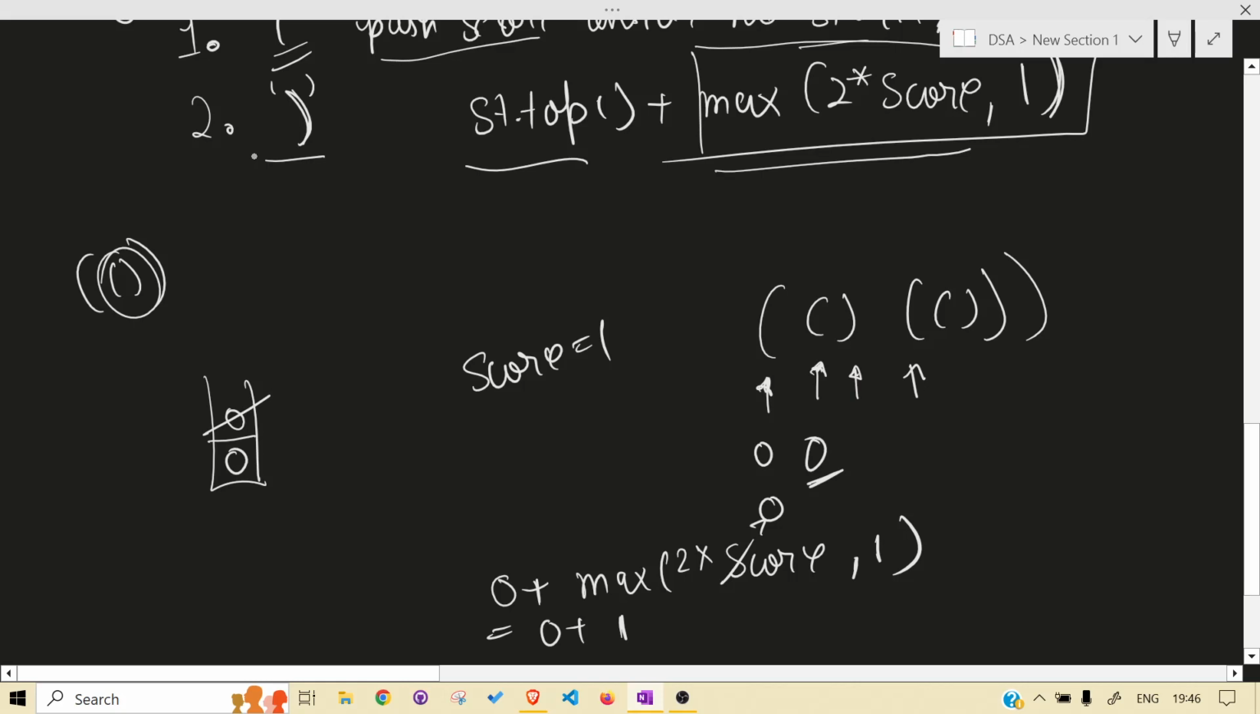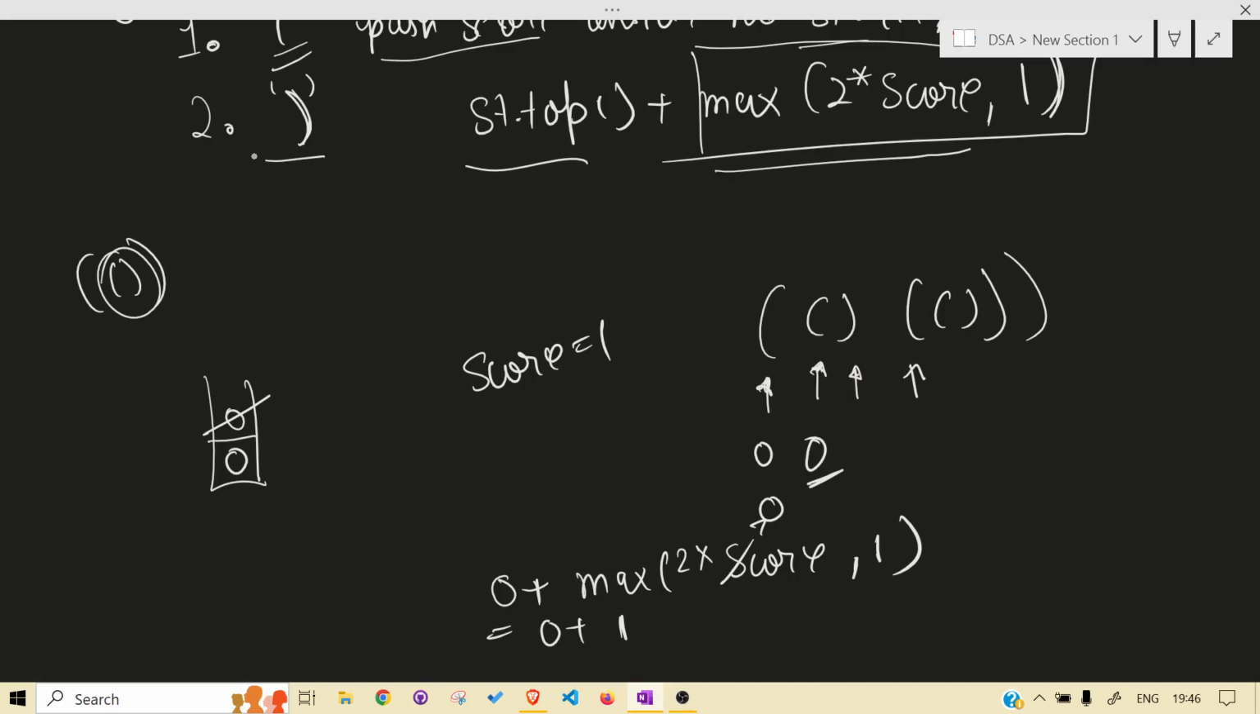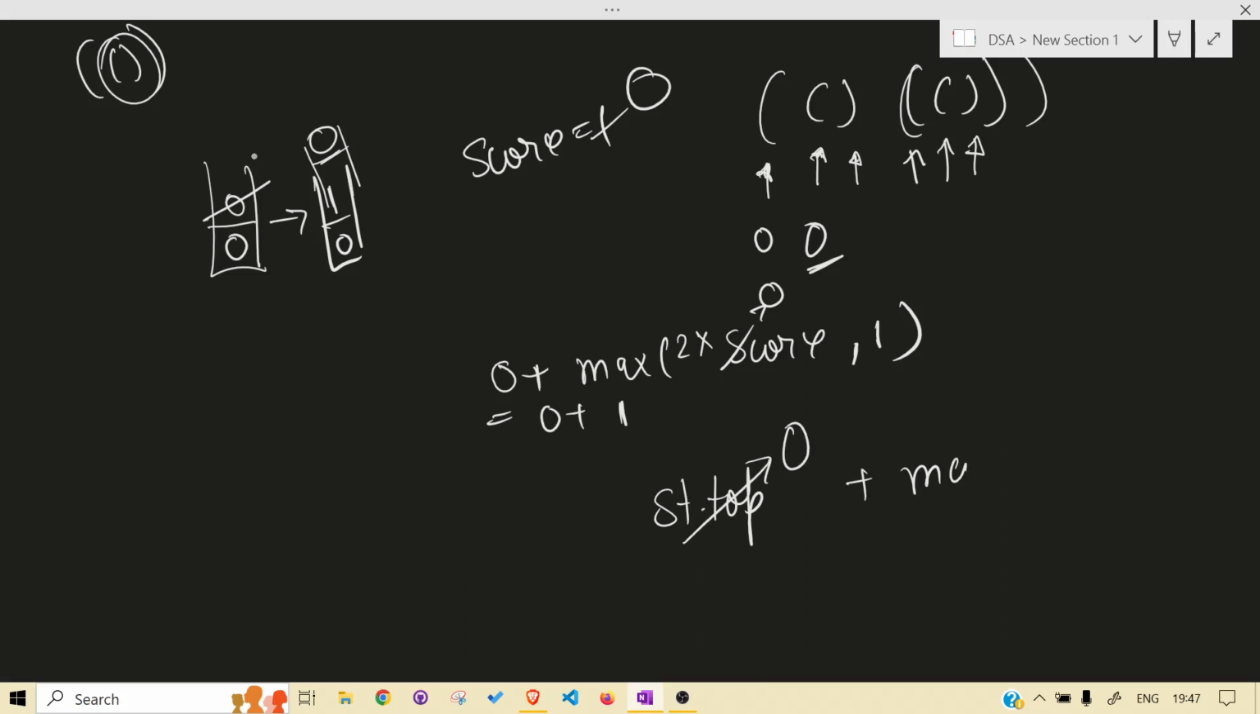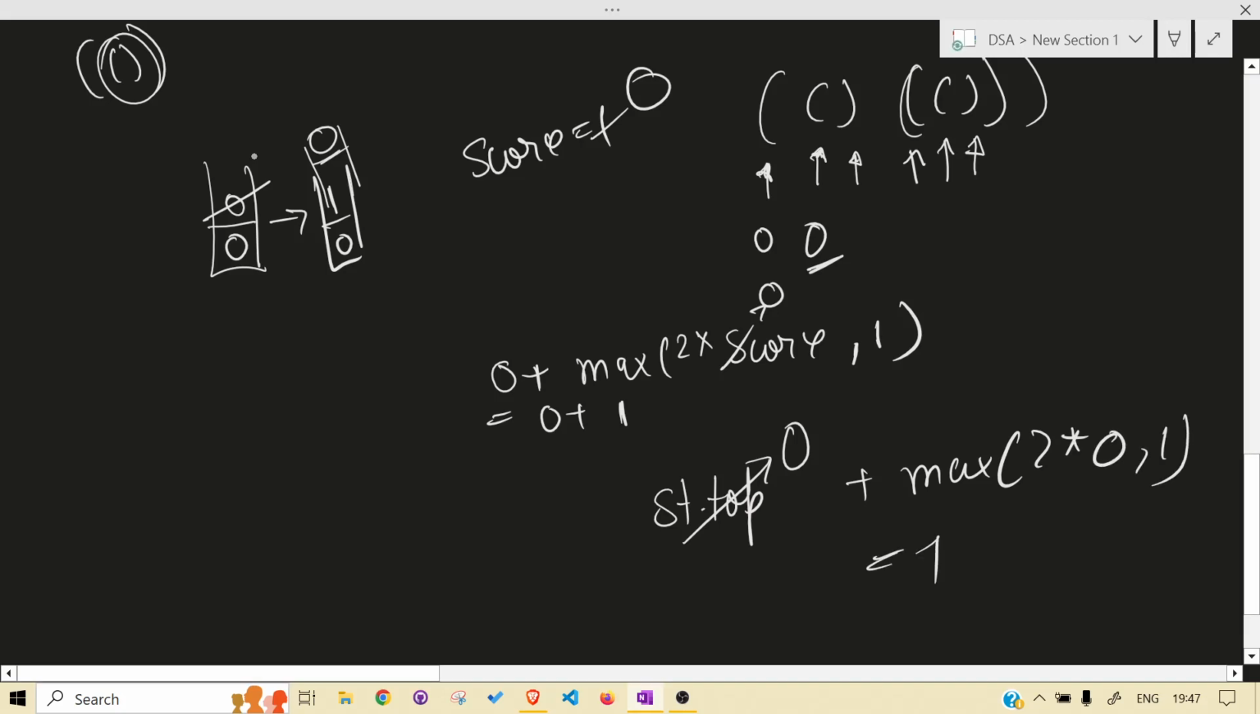Again, opening bracket. When you have an opening bracket, what to do? Push it inside the stack and make the score 0. Now score is again 0. What you will do? The score was pushed in the stack again. Opening bracket. What is the score? 0. Again, closing bracket encountered. What we will do is, previous state. In previous state, what we have? Previous state we have 0. Stack top is 0 plus max of 2 times the current score, which is 0. So we will have 1.